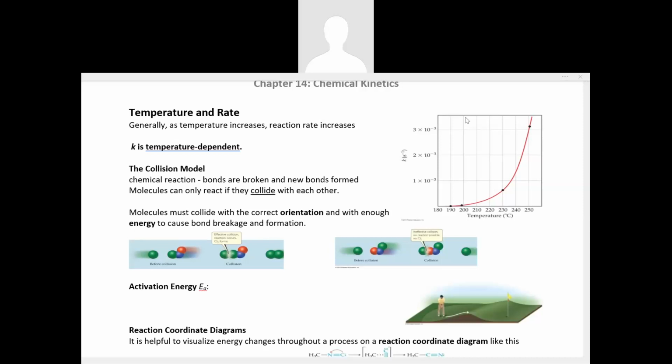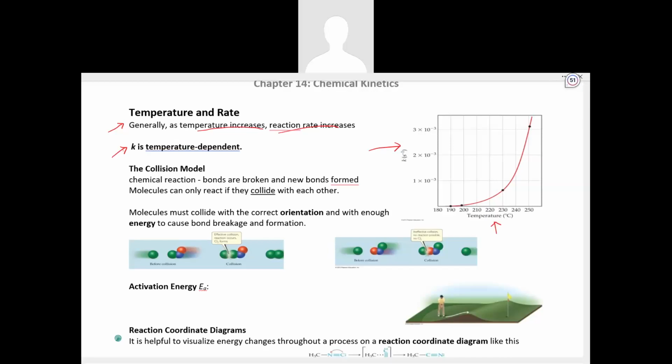In this next section of chapter 14 on chemical kinetics, we're going to take a look at how temperature and rate are related. In general, you can assume that as temperature increases, reaction rates will also increase. Again, that's just a general rule of thumb. But the reasoning for this could be due to the rate constant K being temperature dependent. And we can see over here that there are a variety of temperatures along the x-axis, and we can see how K really exponentially grows as we increase temperature.